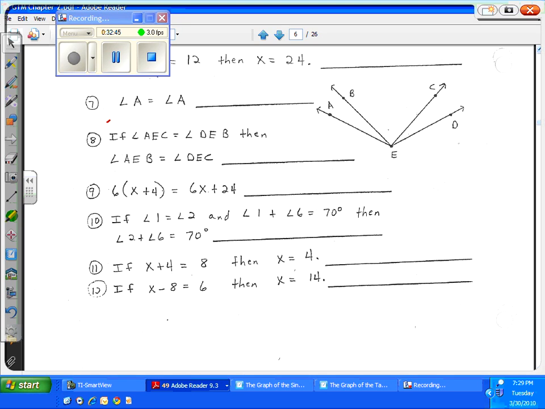Number 8 is given that angle AEC is angle DEB. And when it does that, you really should draw those in the picture so you can see it. Remember, if you get stuck in the mud, you put it in four-wheel drive in your truck. If you're stuck in geometry, you draw a picture. So angle AEC, that big angle, is equal to angle DEB, this big angle. We started out with big angle is equal to big angle.